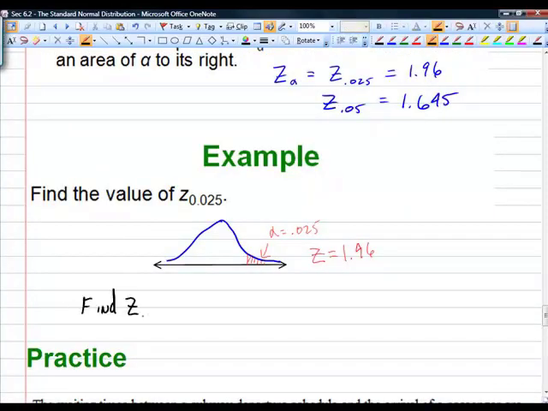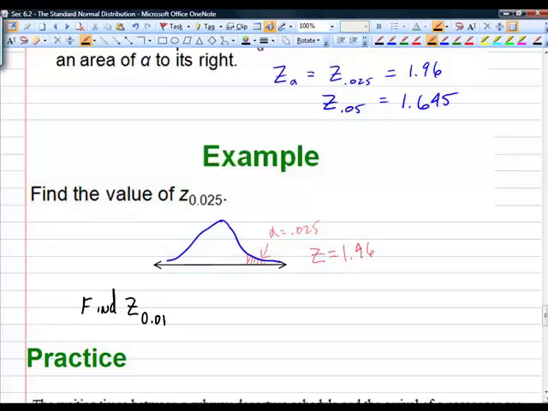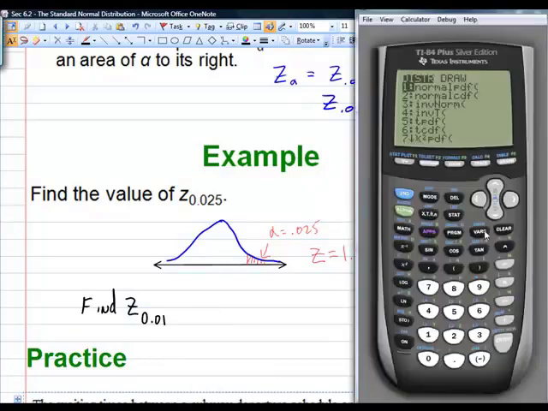Let me just write in another problem. Find z sub 0.01. This is the critical value that would correspond to a 98% confidence interval. You don't know what confidence intervals are yet, but hopefully when we get to them, this will come back to you. How would you find this number on your calculator? Which one of these distributions would I use? Number 3, the inverse norm. And what would I type in? 0.01. And I end up with a negative number.